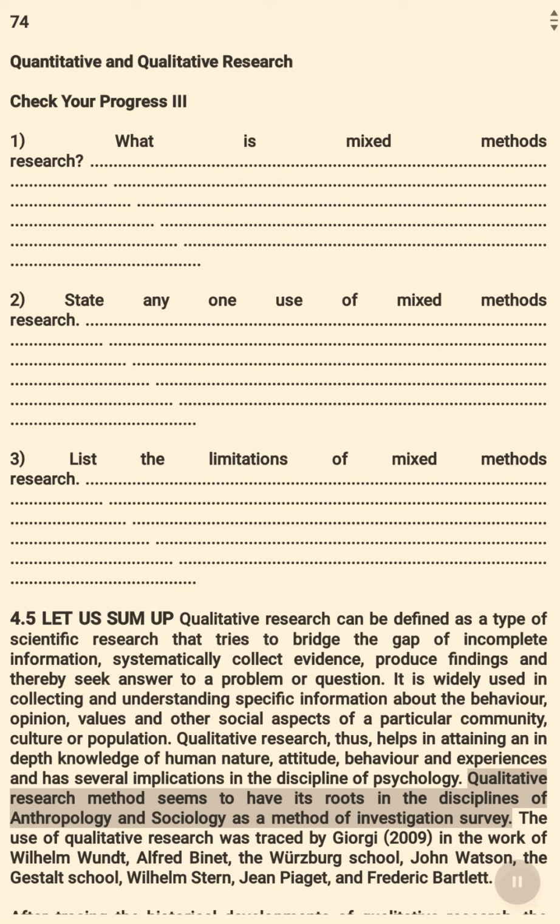Qualitative research method seems to have its roots in the disciplines of anthropology and sociology as a method of investigation survey. The use of qualitative research was traced by Georgi, 2009, in the work of Wilhelm Wundt, Alfred Binet, the Würzburg School, John Watson, the Gestalt School, Wilhelm Stern, Jean Piaget, and Frederick Bartlett. After tracing the historical developments of qualitative research, the characteristics of qualitative research were also discussed. Further, difference between quantitative research and qualitative research was also highlighted.